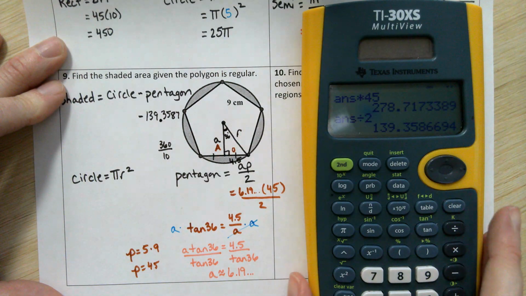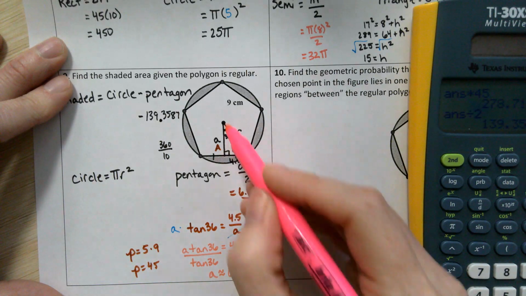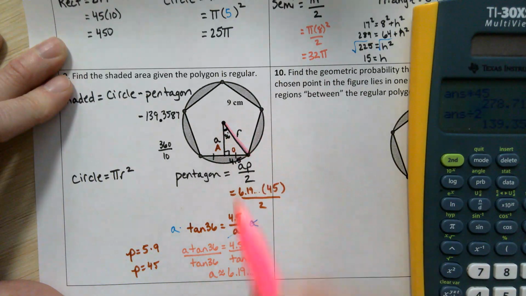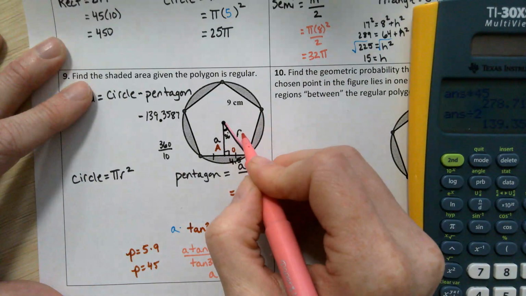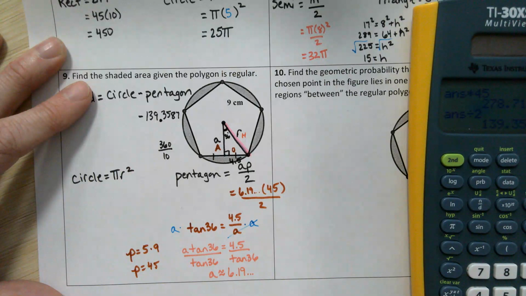Okay, so that takes care of the pentagon part of that. Now the circle is left, and I need to be able to figure out the radius in order to do that. So I feel like I'm going to need another trig equation here to make that happen. That radius is the hypotenuse, and I already know the opposite and the reference angle of 36.